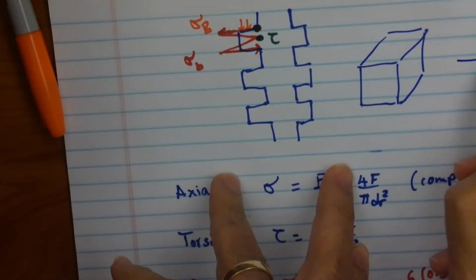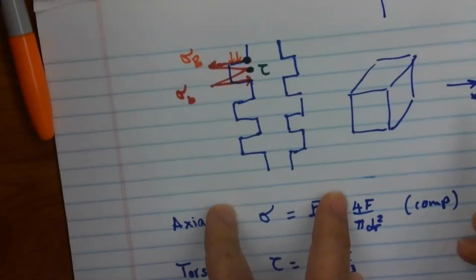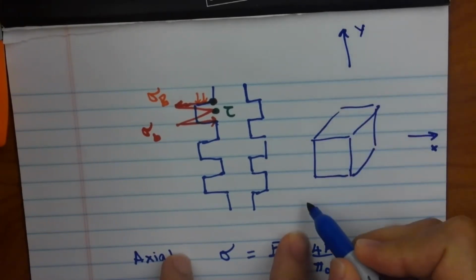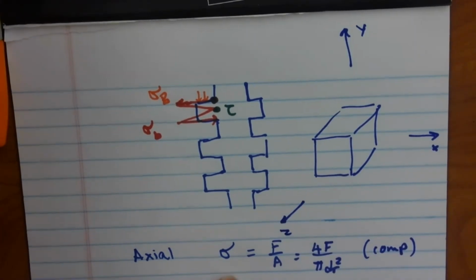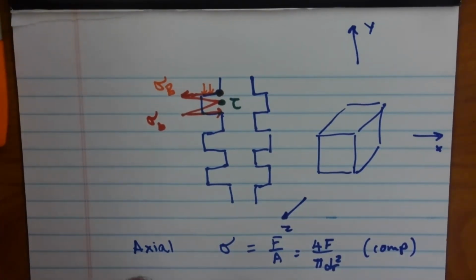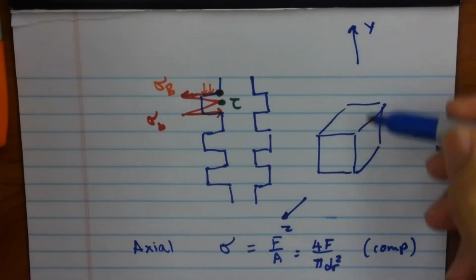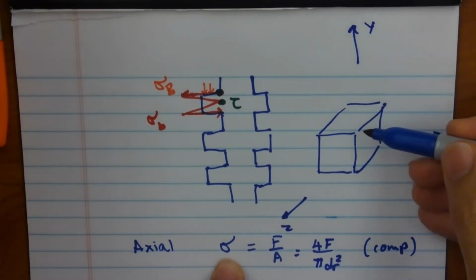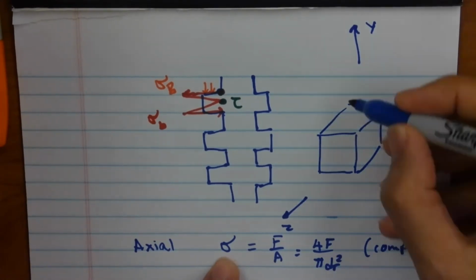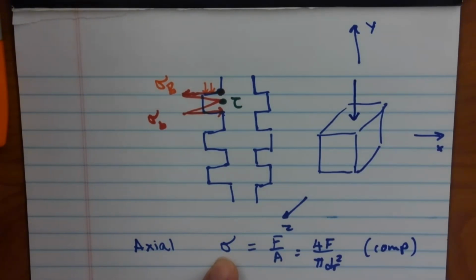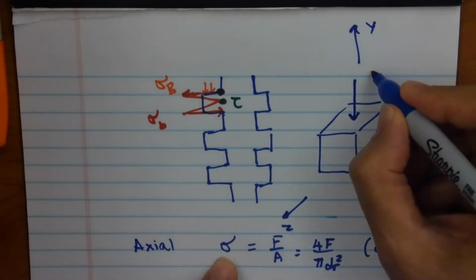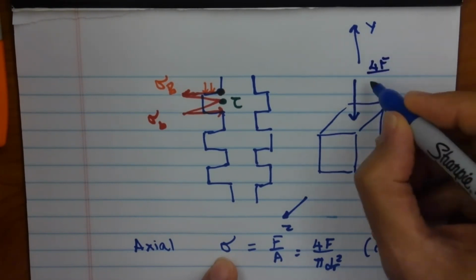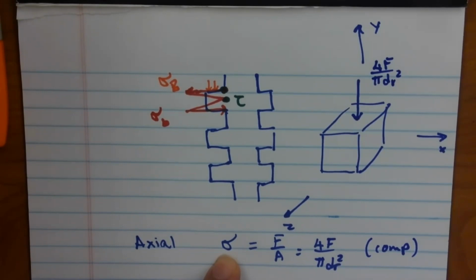This is my X direction. This is my Y direction. And this is my Z direction. So along the Y, I have a sigma, which we call axial here, along the axis of the screw. And this is this force here, or this stress rather, I'm sorry, which is equal to 4F divided by pi dr squared. So this is acting on the Y face.